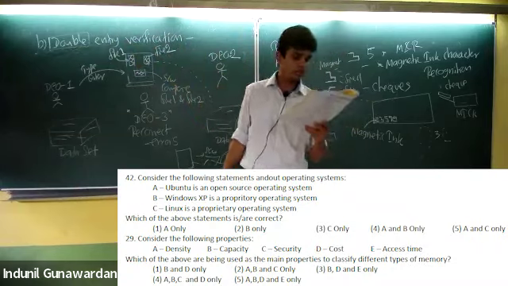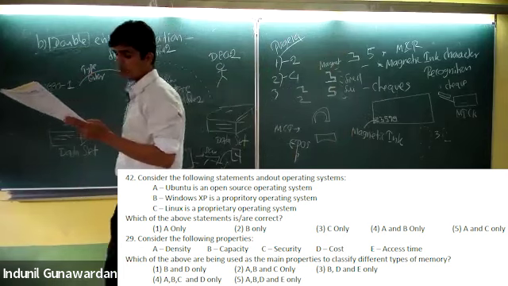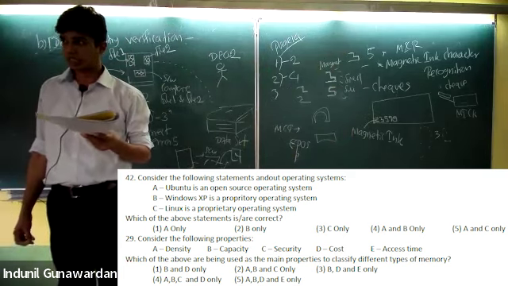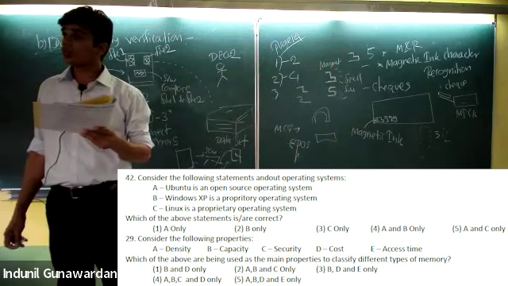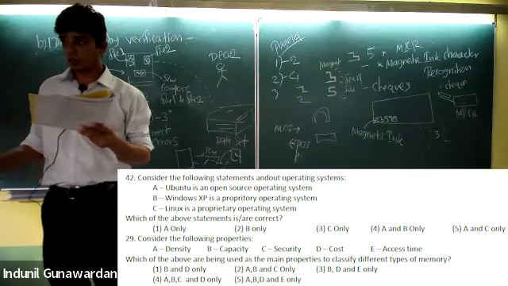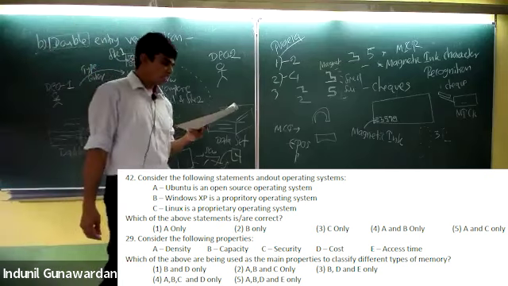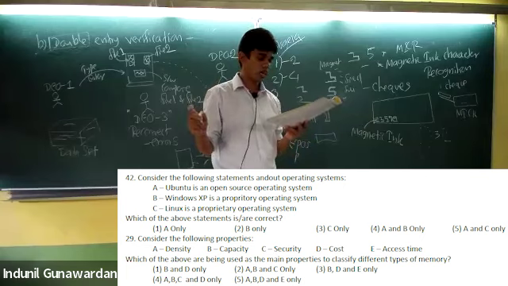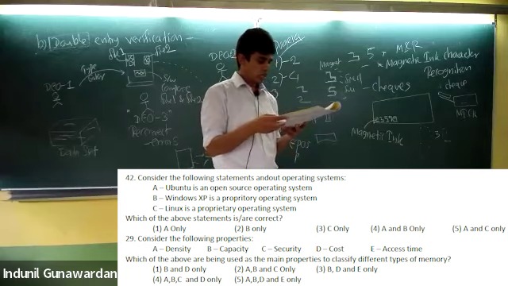Right. 42 quickly. Which of the above statements are correct? Ubuntu is an open source operating system. Yes. Then Windows XP is a proprietary operating system. Yes. Windows XP is licensed proprietary. Linux is a proprietary operating system. No, Linux is free and open source. Only A and B.